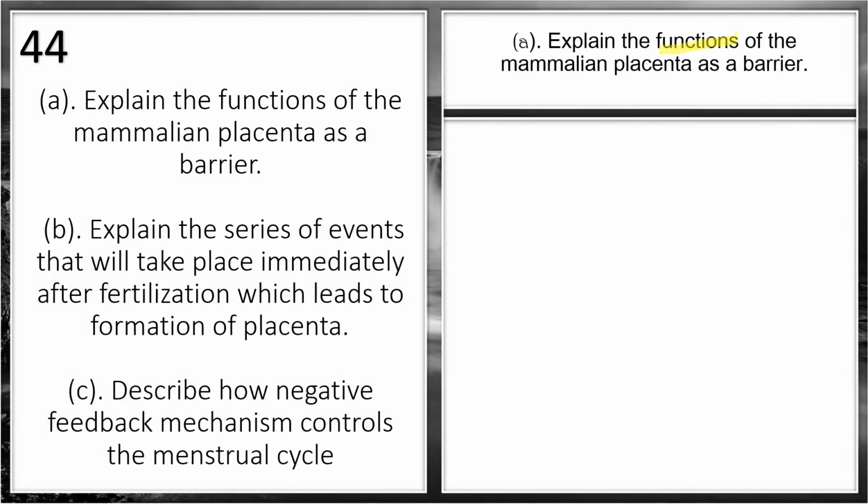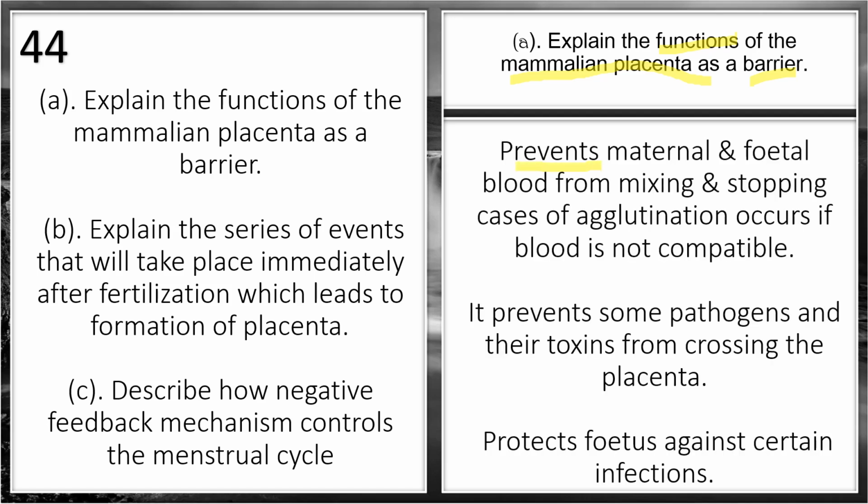Explain the functions of the mammalian placenta as a barrier. One, it prevents maternal and fetal blood from mixing, stopping cases of agglutination which occur if blood is not compatible. It prevents some pathogens and their toxins from crossing the placenta. It protects the fetus against certain infections.